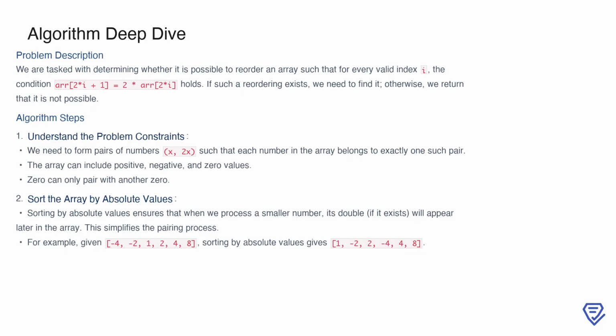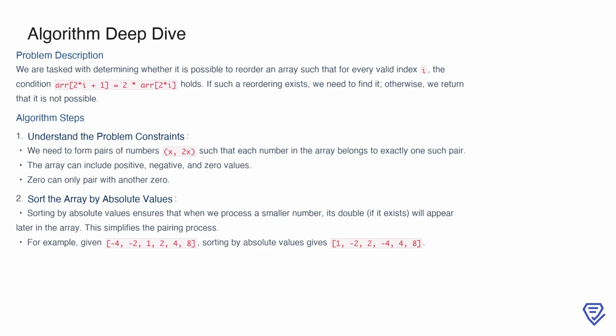In this problem, our goal is to determine if we can reorder the given array so that every pair of numbers satisfies the condition where one number is double the other. Specifically, for each valid index i, the condition arr[2i+1] = 2 * arr[2i] must hold. To solve this, we need to ensure that the array can be divided into pairs of the form x, 2x, where every number in the array is used exactly once. The task becomes challenging because the array can contain positive numbers, negative numbers, and zeros, and each of these cases requires careful handling. For example, zeros can only pair with other zeros.